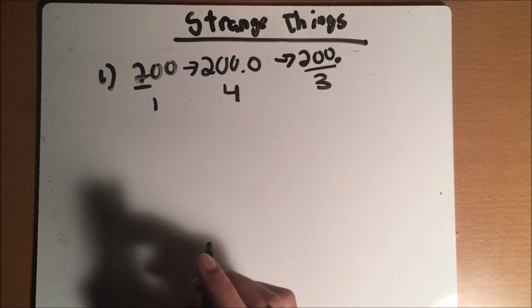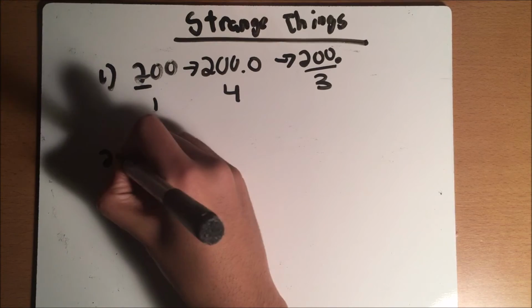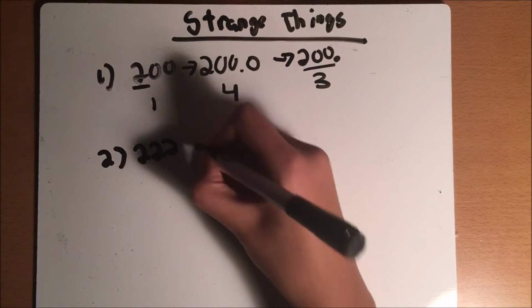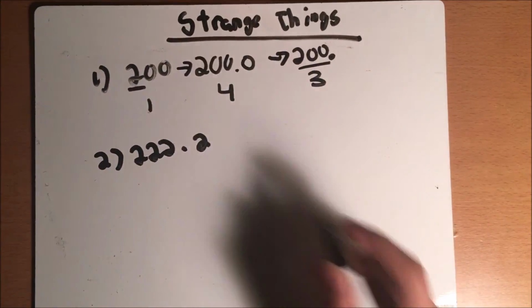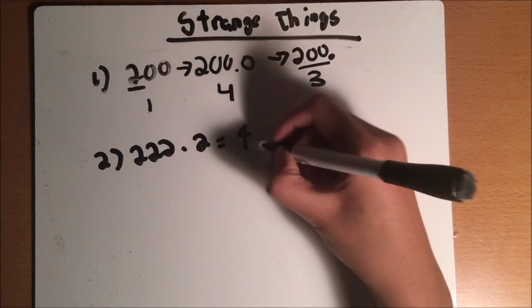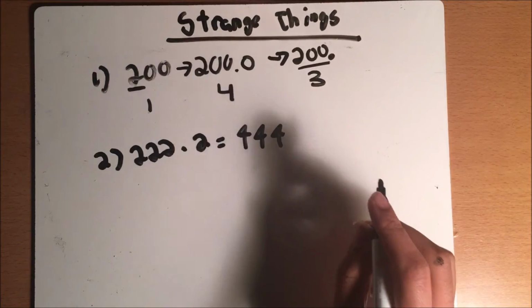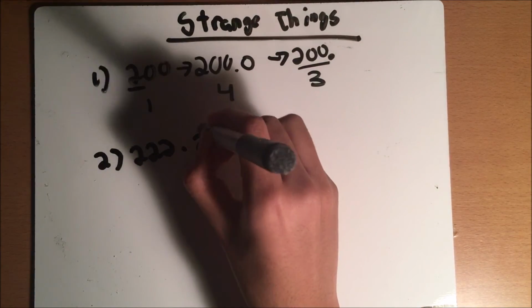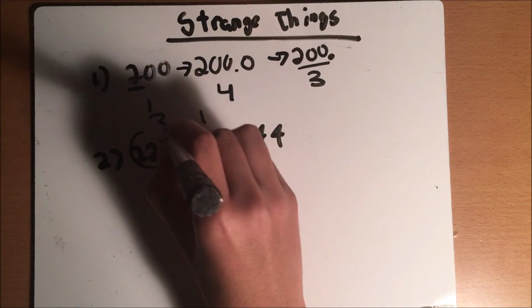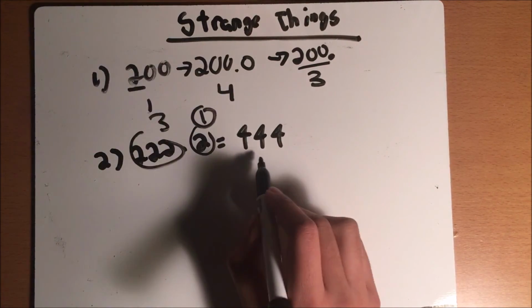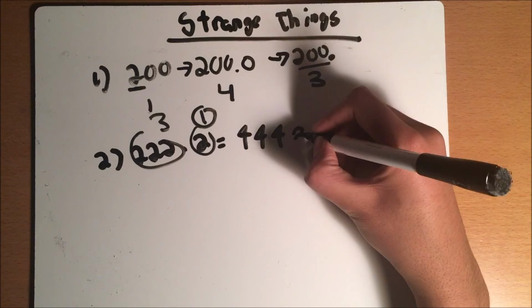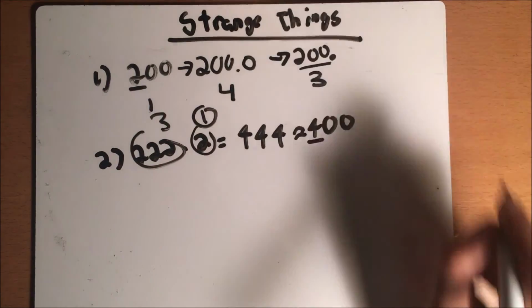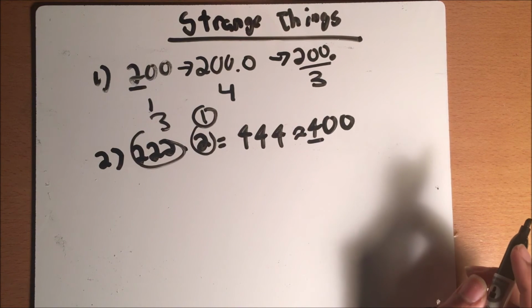Last thing is with multiplication and others. So let's say you have the number 222, and you multiply it by 2. The end result is 444. But because of significant figures, we have to take the least sig fig, which is this one, which only has 1, while this one has 3. So we take the 1, and the 444 actually becomes only 400, because it needs to have 1 sig fig.